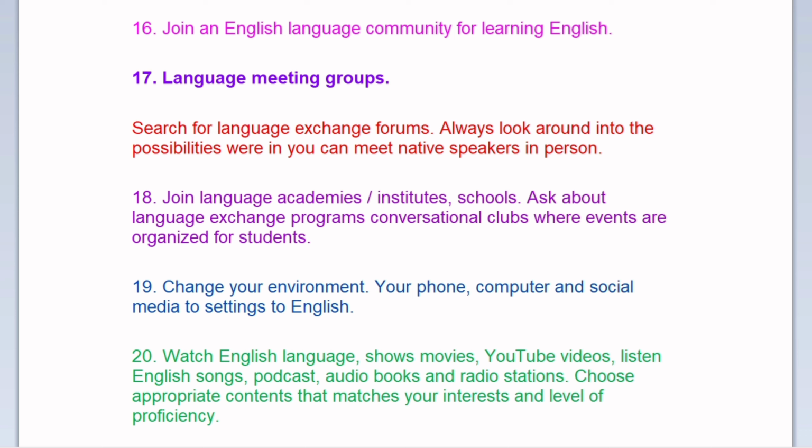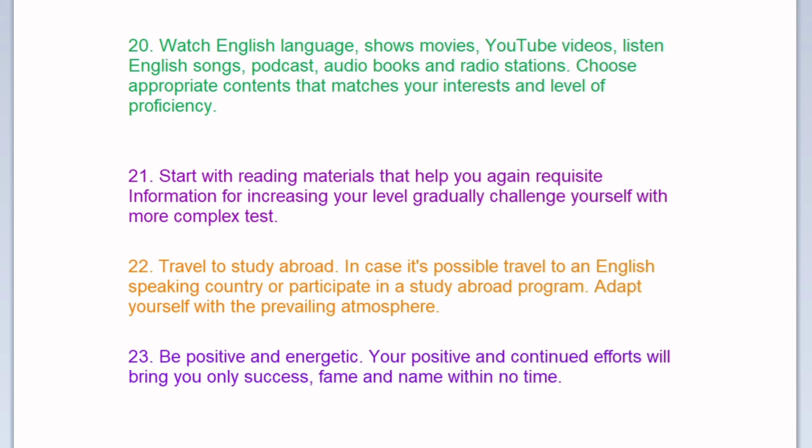Change your environment, your phone, computer, and social media to English. Watch English language shows, movies, YouTube videos, listen to English songs, podcasts, audiobooks, and radio stations. Choose appropriate contents that match your interests and level of proficiency. Start with reading materials that help you gain requisite information for increasing your level gradually. Challenge yourself with more complex text.